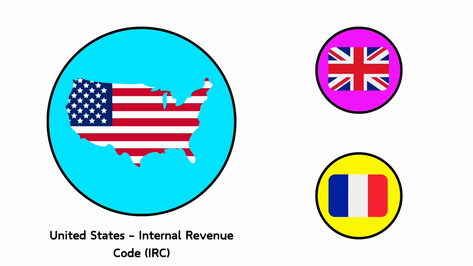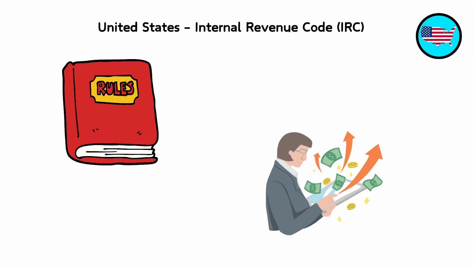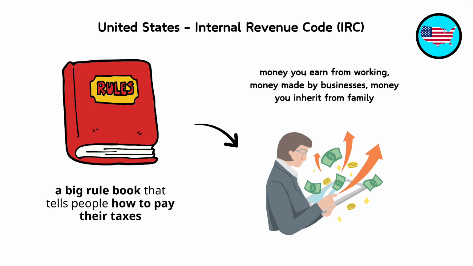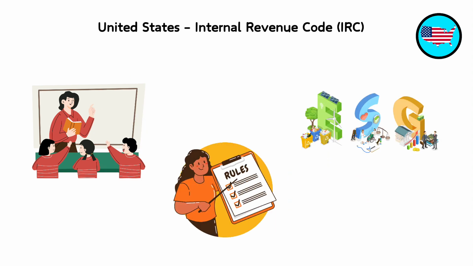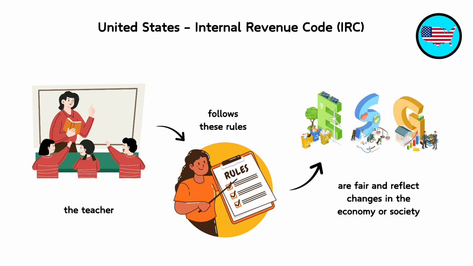United States Internal Revenue Code, IRC. The Internal Revenue Code in the United States is like a big rule book that tells people how to pay their taxes. This includes money you earn from working, money made by businesses, money you inherit from family, and even tips you earn. The IRS, Internal Revenue Service, is like the teacher who makes sure everyone follows these rules. The rules are updated regularly to make sure they are fair and reflect changes in the economy or society.